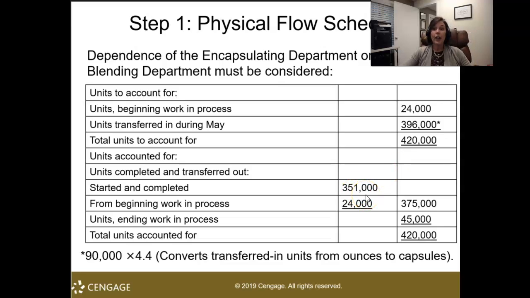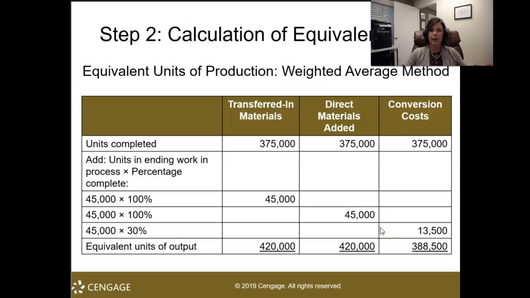We started and finished 351,000 units during the month of May. And if we add to that what was already in our beginning inventory, that gets us 375,000 units that we completed, and then we had 45,000 in our ending inventory. So we have total units to account for of 420,000.